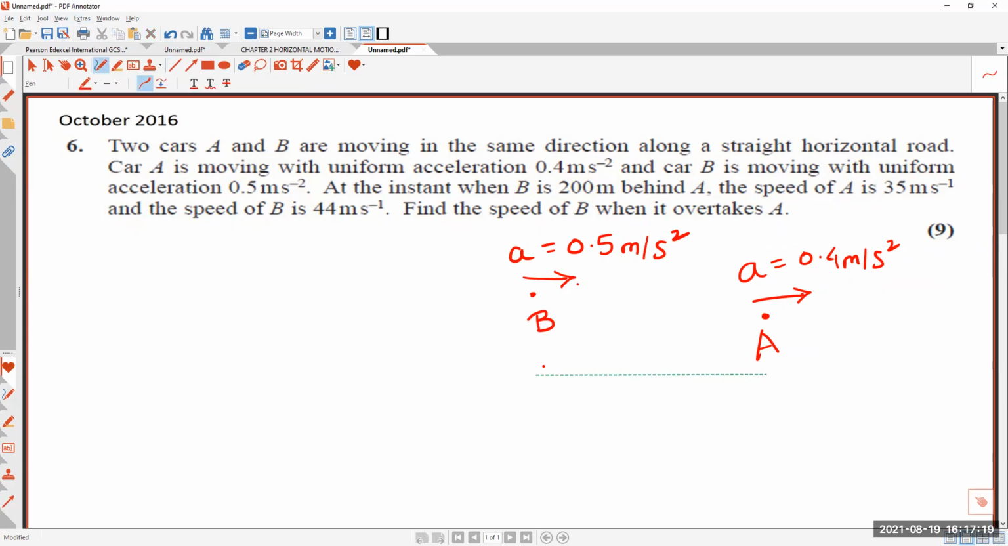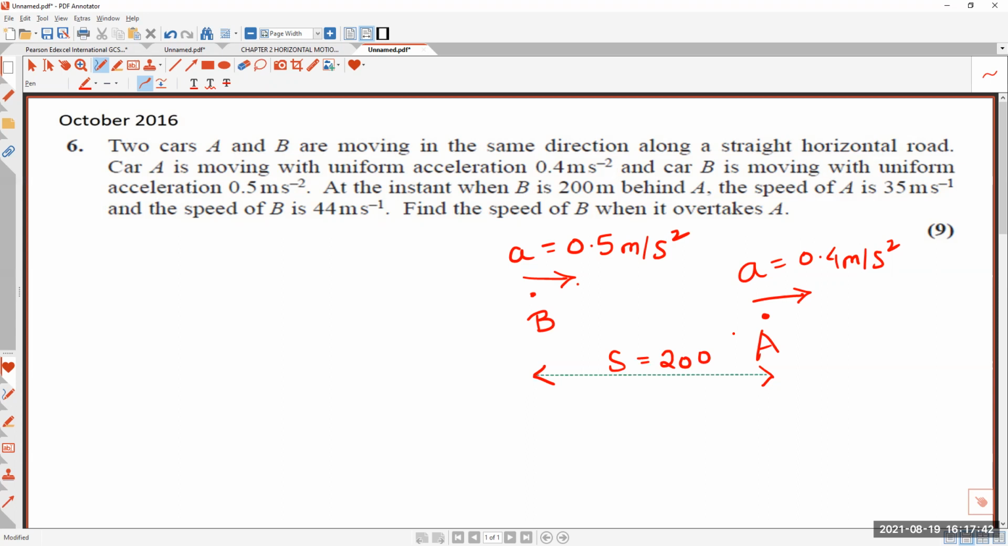Is it clear? B is 200 meter behind A. It's not that. A mane is first order. Or tumake question e bolei dise je B is 200 meters behind it. So I wrote it down.